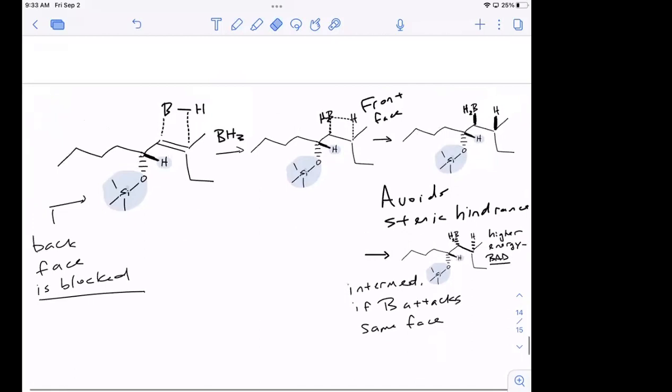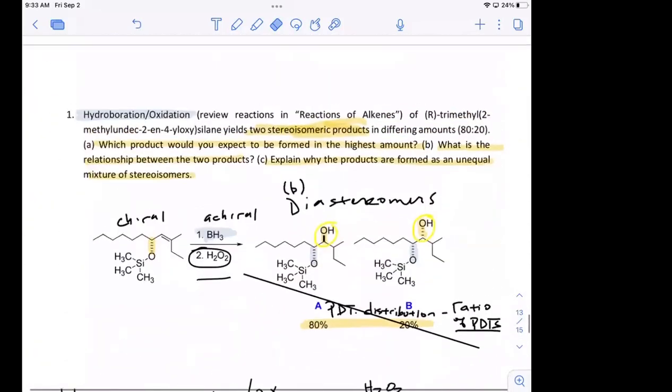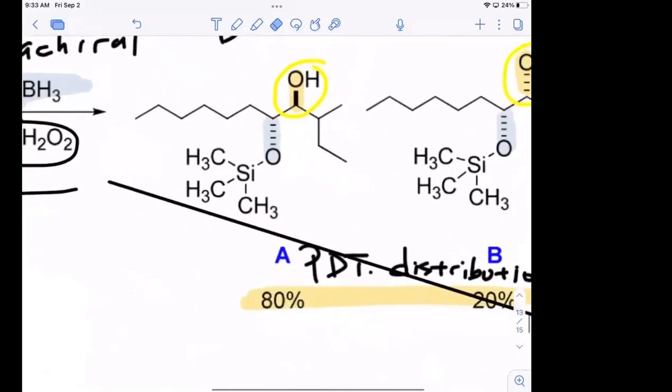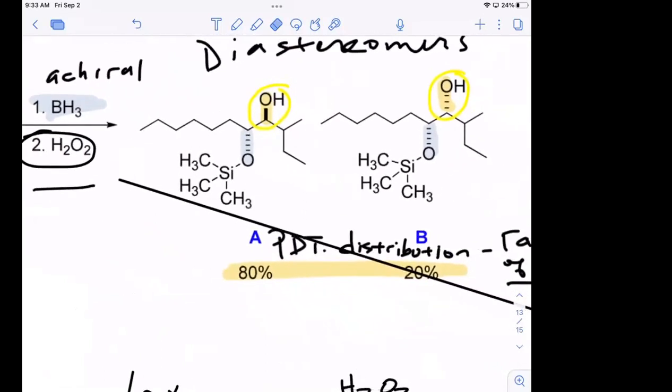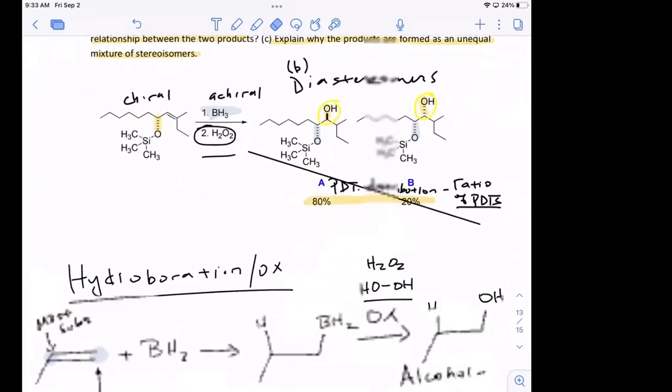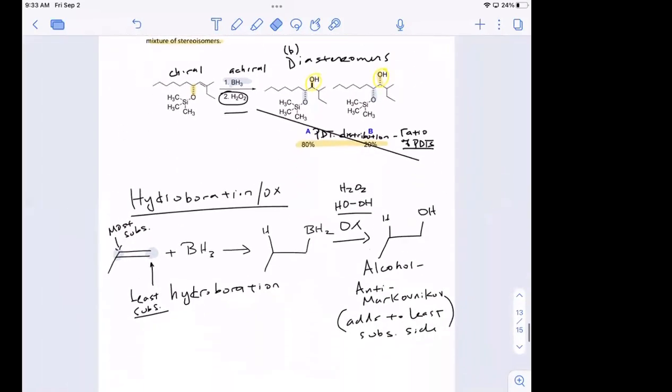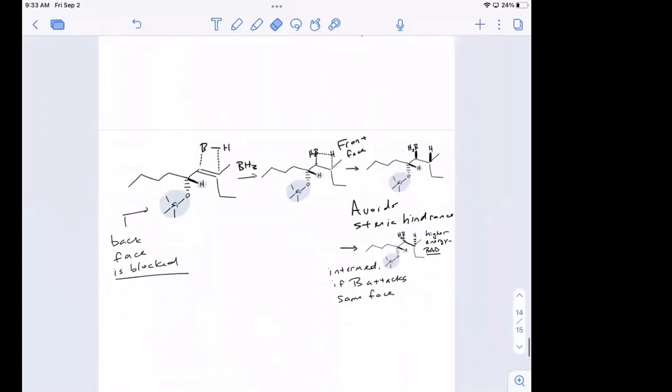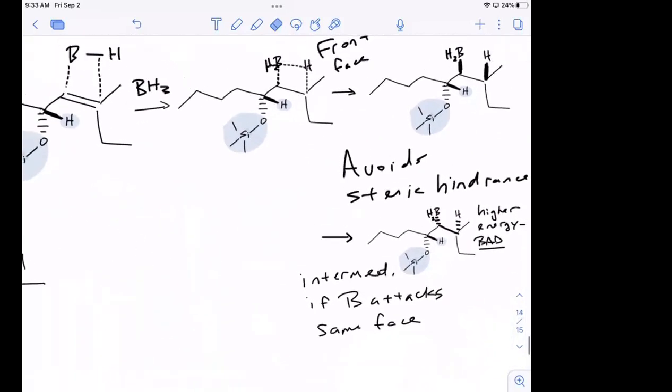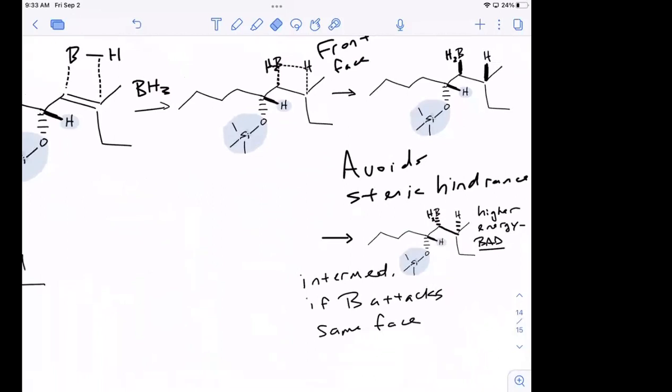All right. So now we see why the ratio is what it is, right? Because if you look at the two products, in product A the OH is on the opposite side, and in product B the OH is on the same side. I know I'm getting in the weeds a little, but which one of the two intermediates is going to give me A?